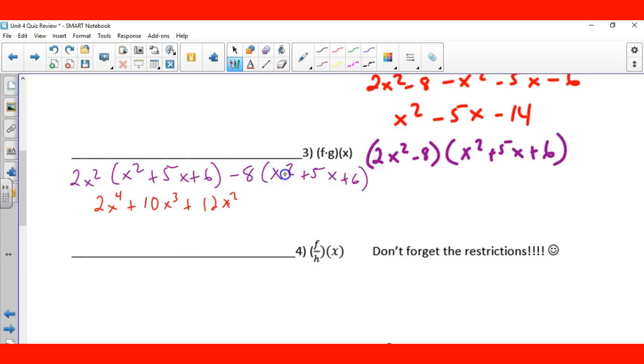Now, negative 8 times x squared is going to be negative 8x squared. Negative 8 times 5x is going to be negative 40x. And negative 8 times 6 is going to be negative 48.